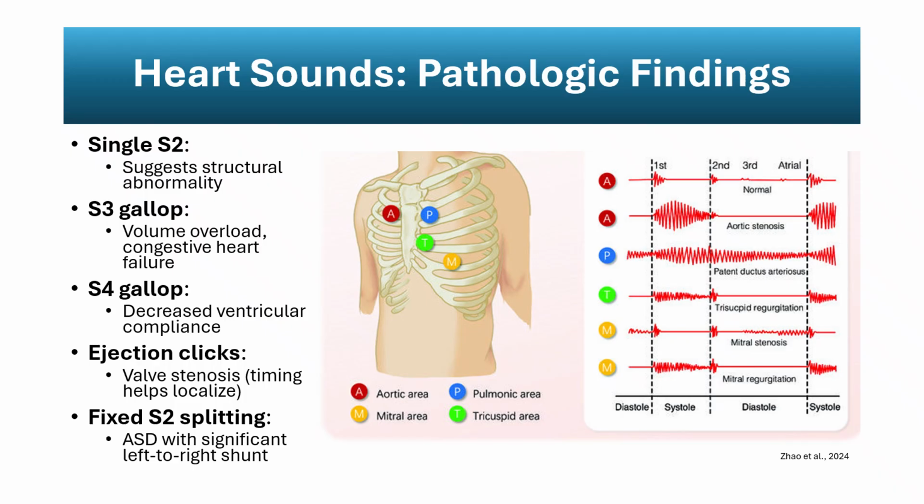A single S2 is never considered normal and suggests abnormal great vessel anatomy, such as transposition or pulmonary atresia, where one semilunar valve does not contribute an audible closure sound. An S3 gallop indicates volume overload.